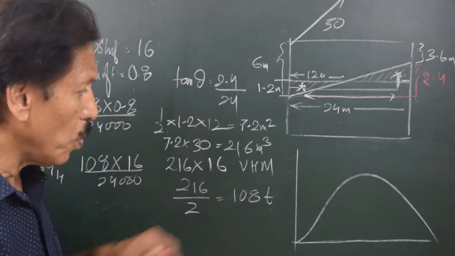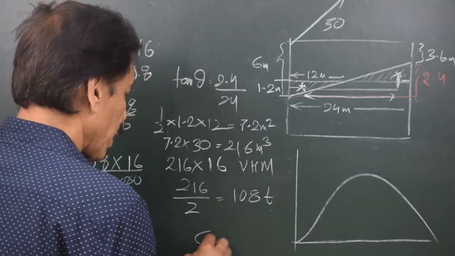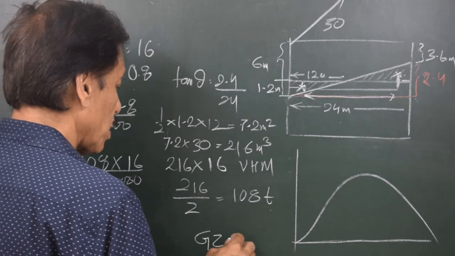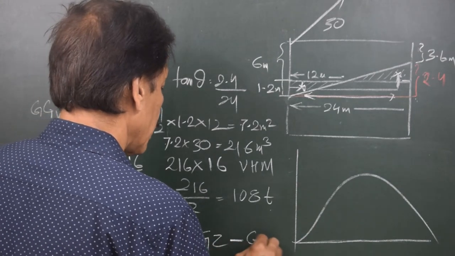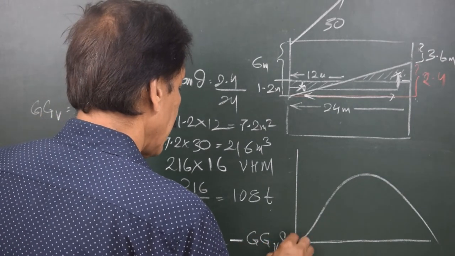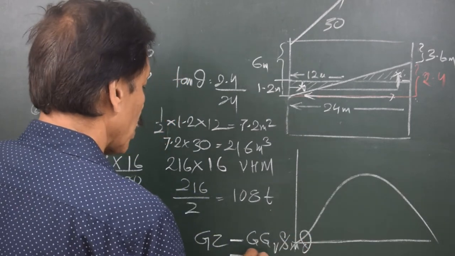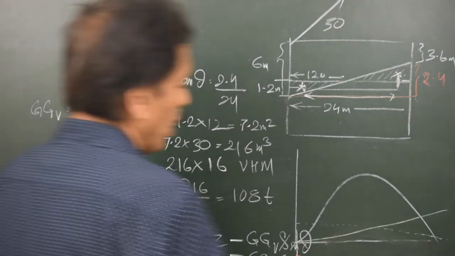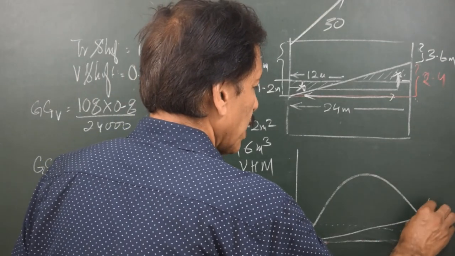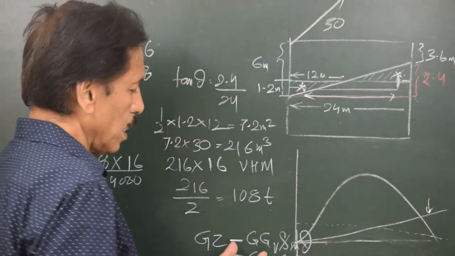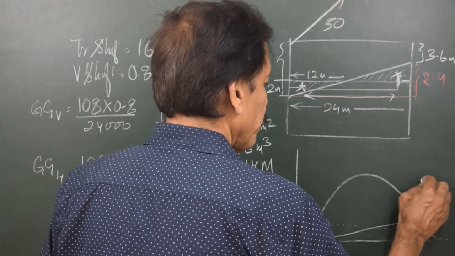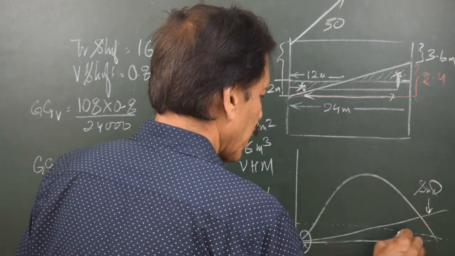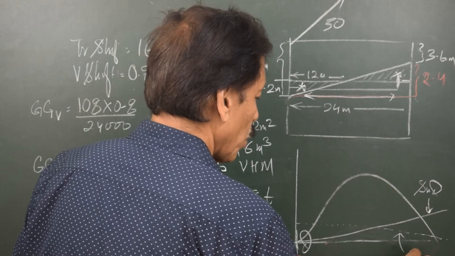So what we need to do here is, from the GZ that we have already got, we will subtract GGV sine theta and also subtract GGH cos theta. So this can be considered as the curve of GGV sine theta, and this can be considered as the curve of GGH cos theta.